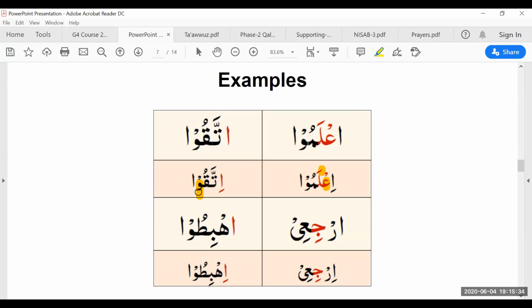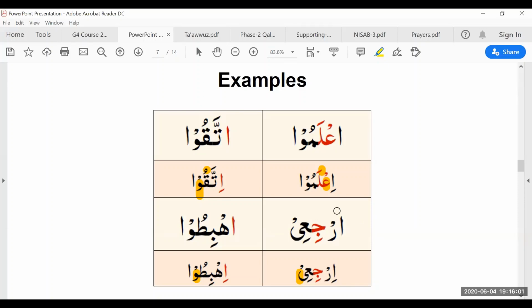Yes, that's right. And how do you know it's waw madda? How did you identify? Also because of the dammah before it. Yes, the preceding letter has a dammah. That's how we identify. And the rule is to prolong it for 2 seconds. The same applies here, and here we have ya madda.